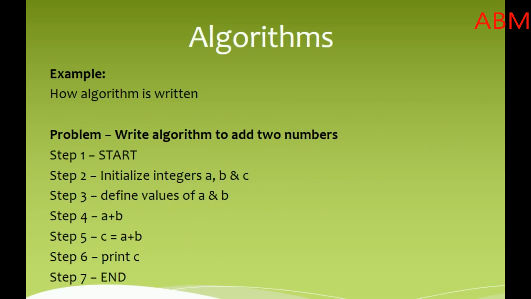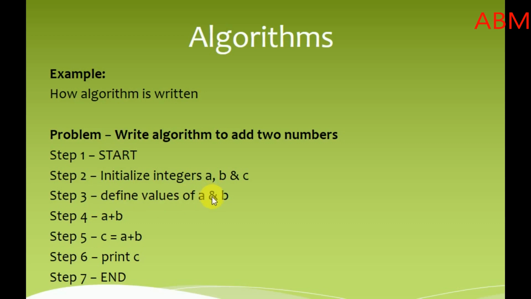Here is one example of an algorithm, written to add two numbers. You can see this is a step-by-step procedure. If we follow these steps according to their serial numbers, we will be able to add two numbers, otherwise not. In the first step, we start to solve the issue, and after that we initialize three variables a, b, and c. We are going to add a and b, but we will require c to store the result of a plus b.